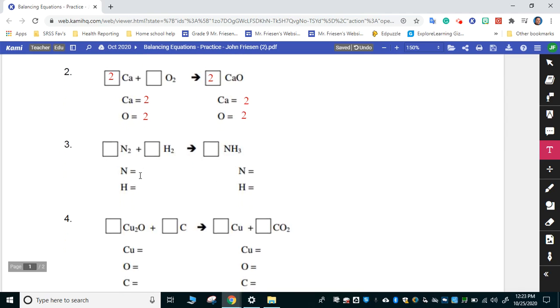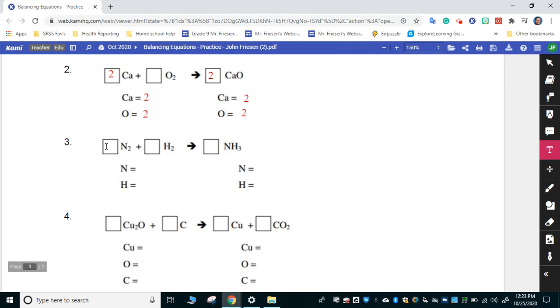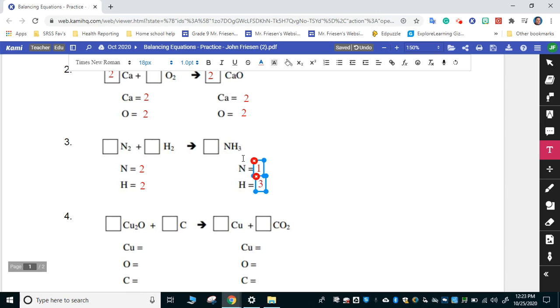Let's move on to the next one here. Okay. N2H2 and N1H3. Okay, so let's count our numbers here. Right, so here's our 2. Here's our 3. No, sorry, that was a 2. This is a 1. And this is a 3.